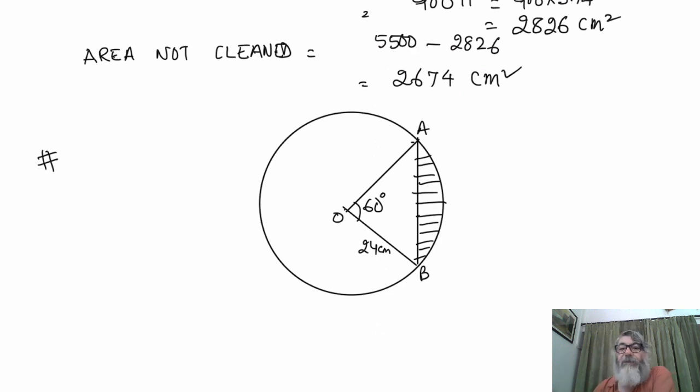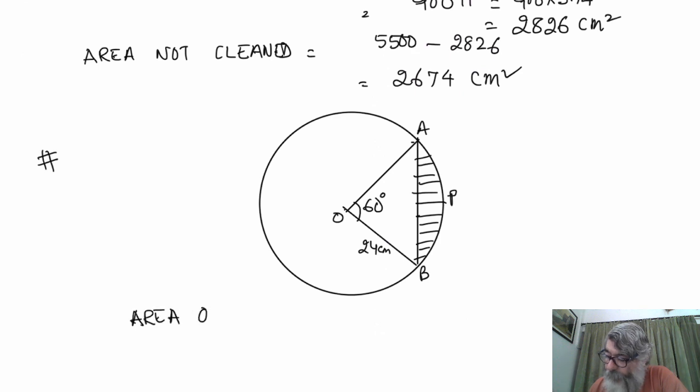What I have to do is calculate the area of the sector. Suppose I name it P, OAPB. Area of the sector I calculate. I calculate the area of the triangle OAB. From the area of the sector I subtract the area of the triangle. I'll get the shaded area. So first of all, let me calculate the area of the sector.